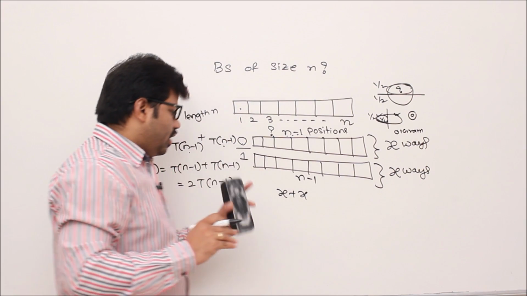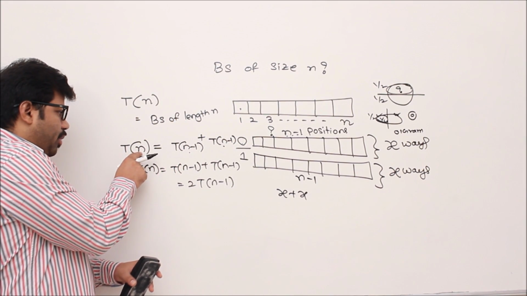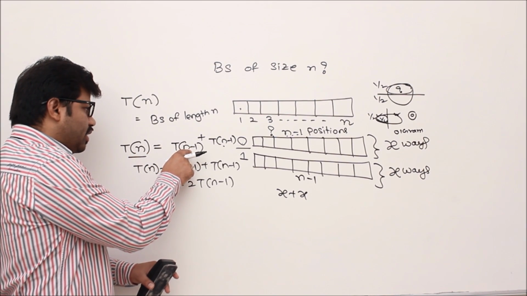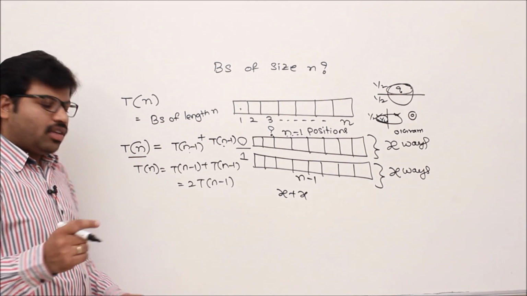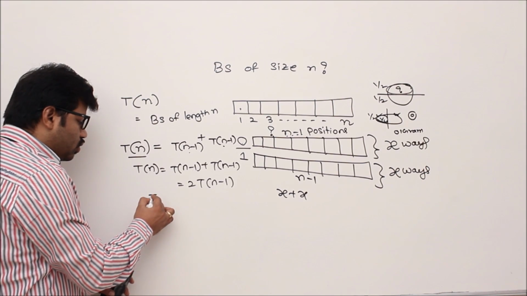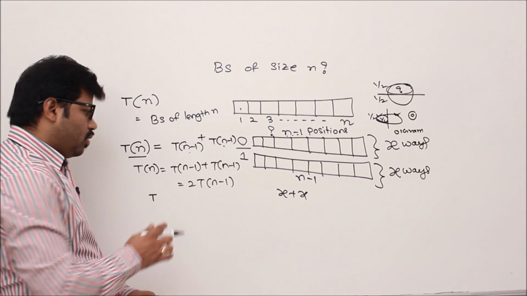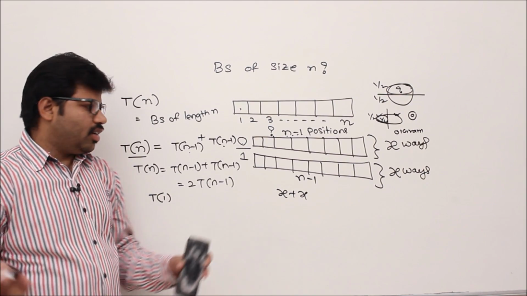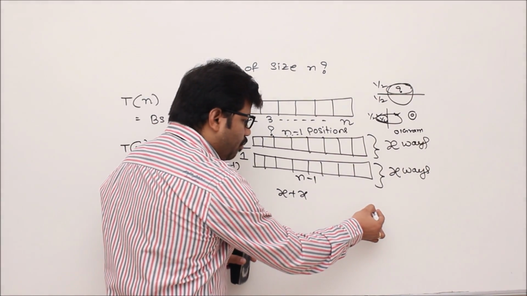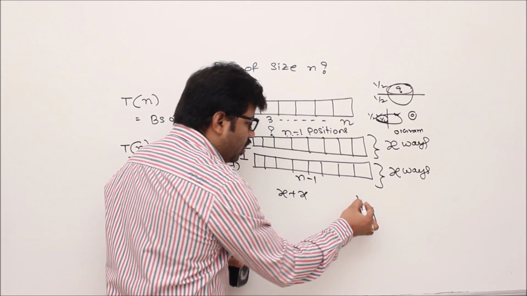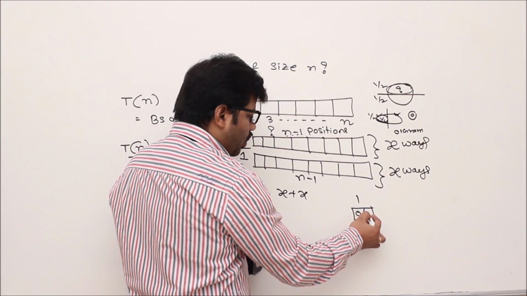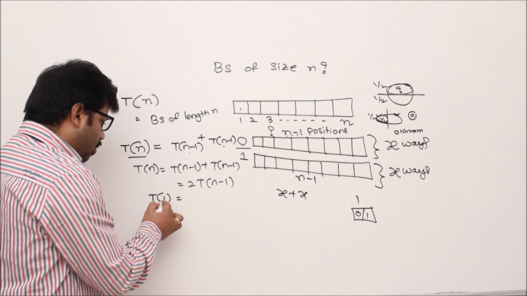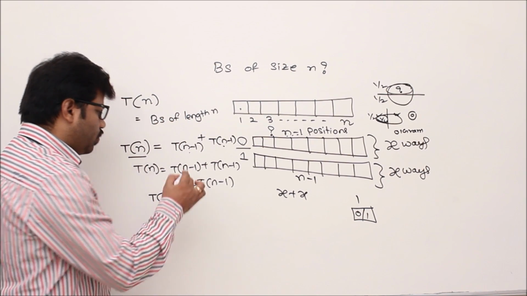In the same way, here also it is an apple problem. Apple of size n is divided into apple of size n minus 1, apple of size n minus 1. So at least you should know the solution for some small problem. For me, the small problem is binary sequences of length 1. I am comfortable with binary sequences of length 1. If there is only one position, I can write 0 or 1, isn't it? There are two ways. So that's why T of 1, the number of binary sequences of length 1, is 2.